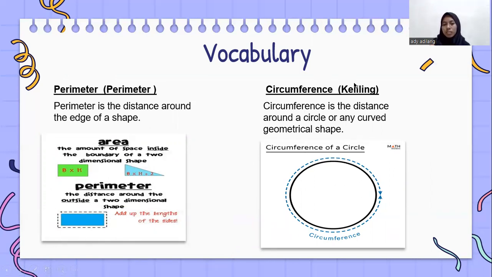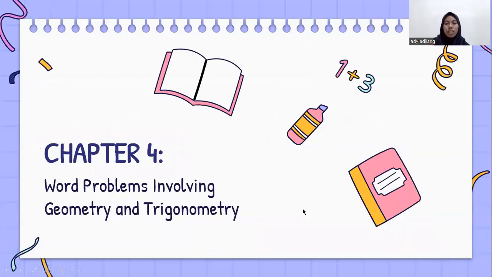Next, circumference or keliling in Indonesian language. Circumference is the distance around a circle or any curved geometrical shape. Circumference of a circle is this dot line, color blue, is the circumference. Next, continue to chapter 4, which is word problems involving geometry and trigonometry.